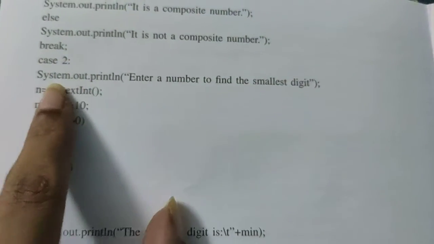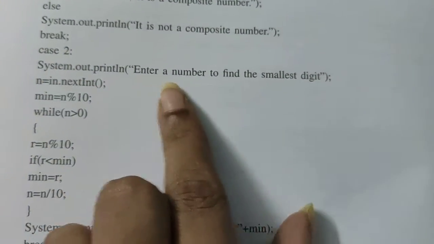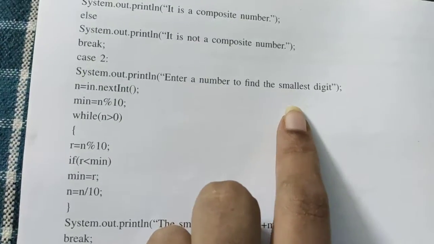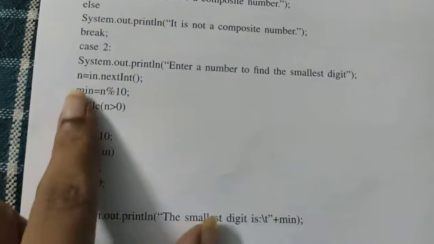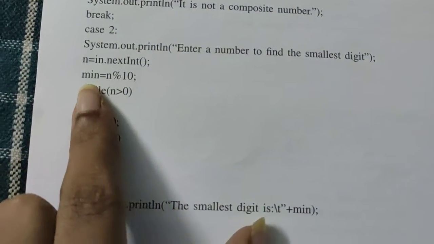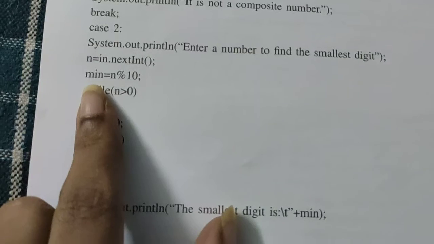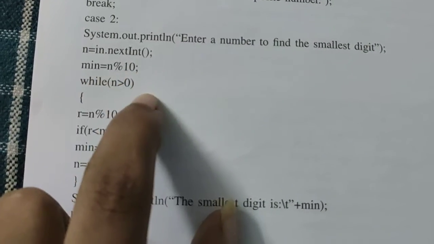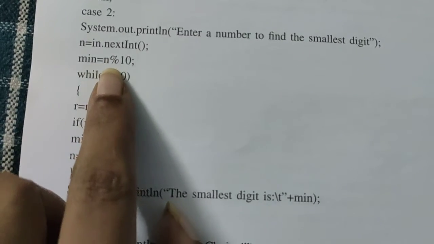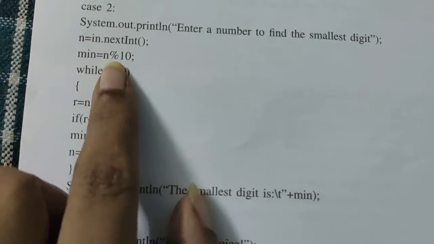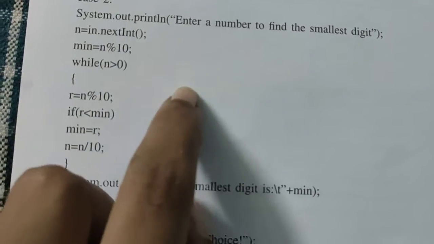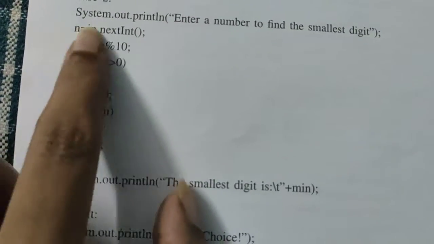So the next case, we are going to find the smallest digit in the given number. You are getting the number as input, and to find that, you have to get each digit. For that we will do it like this: minimum is equal to n mod 10. N mod 10, the given number mod 10, means the ones place digit. That thing you will be obtaining here.